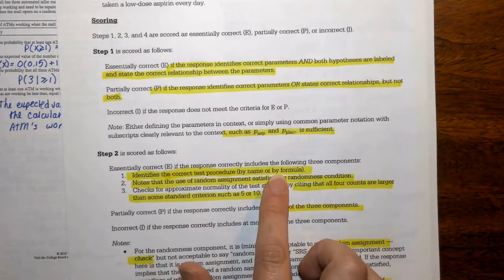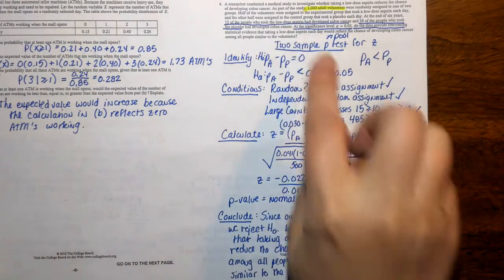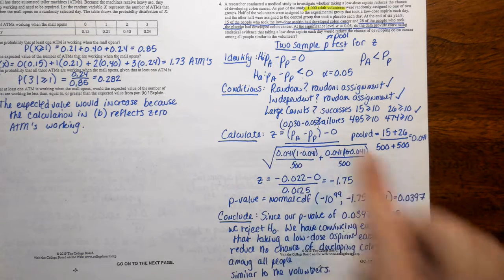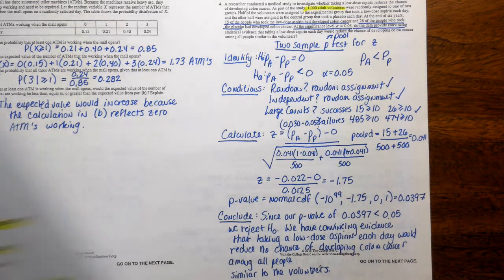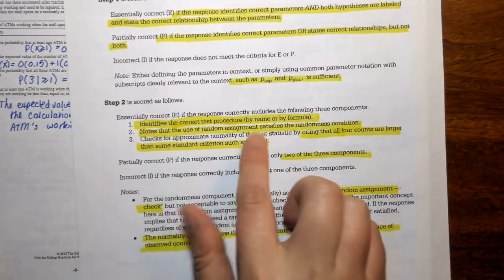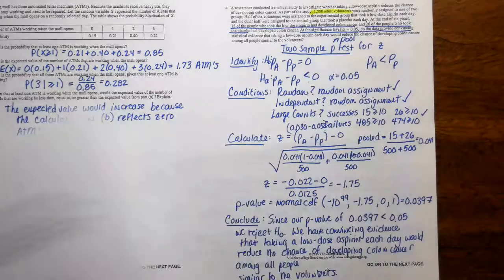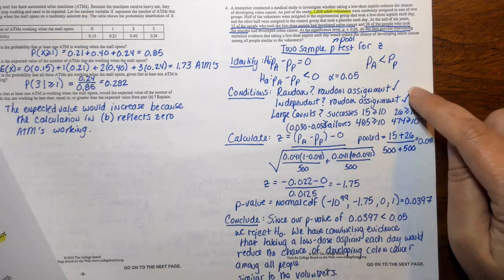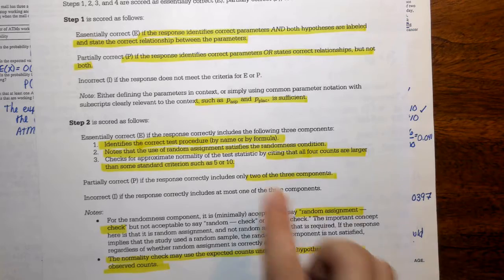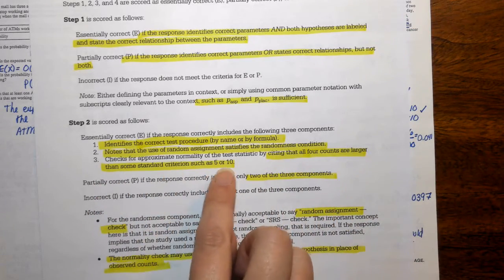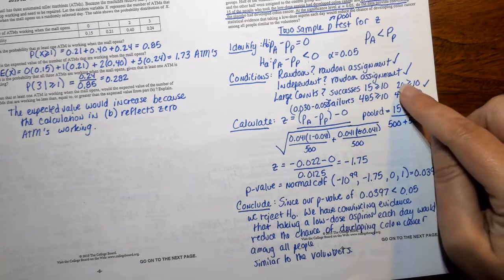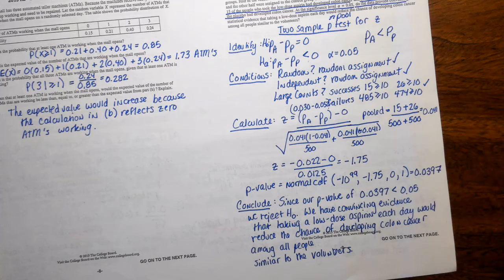Okay, step 2. Identifies the correct test procedure by name or by formula. So you don't actually have to state that it's a 2-sample P test for Z. Just having this formula with Z equals is sufficient. Notes that the use of random assignment satisfies the randomness condition. Okay, so I've got random assignment, yay. I should really have that twice. And citing that all 4 counts are larger than some standard criterion, such as 5 or 10 for your large counts condition. So I have successes, failures, all greater than or equal to 10.